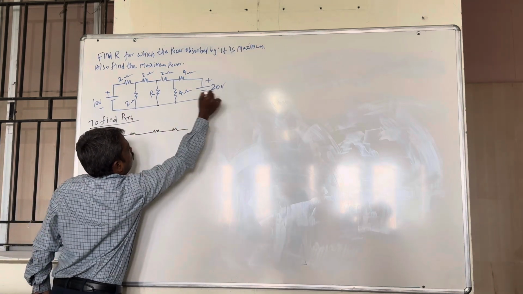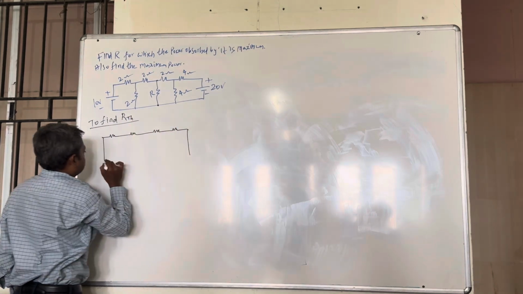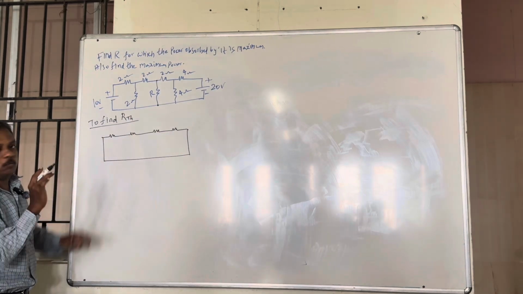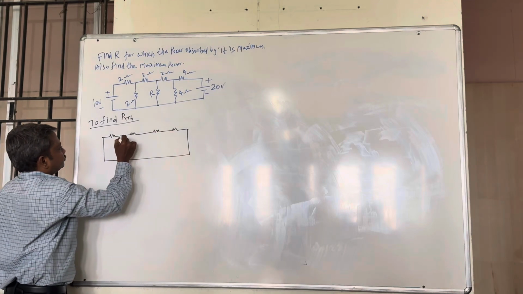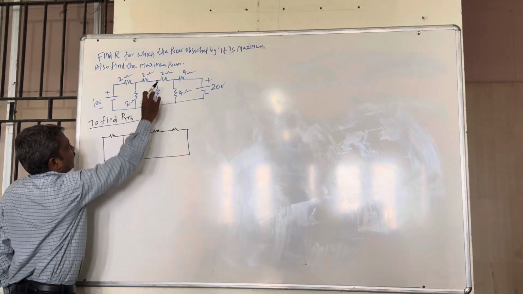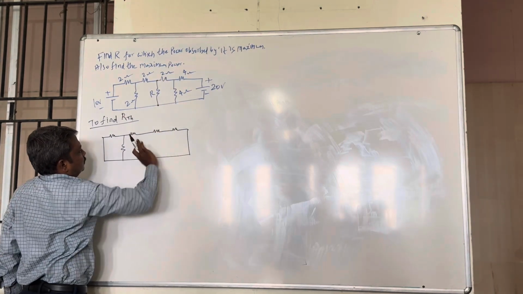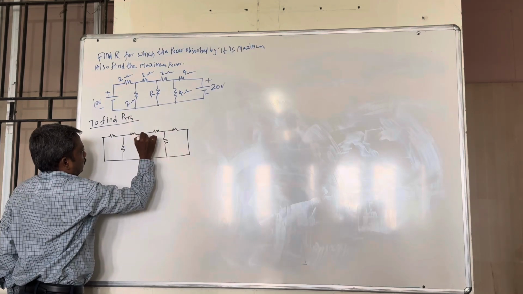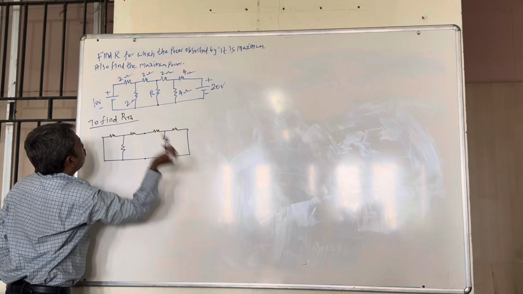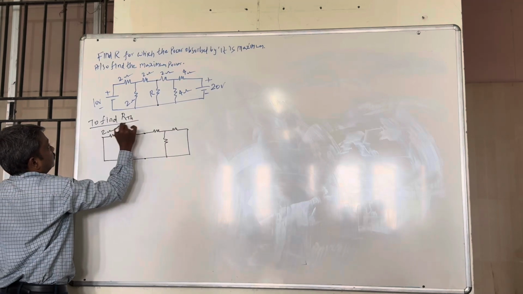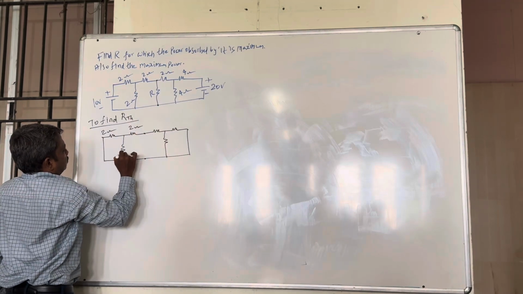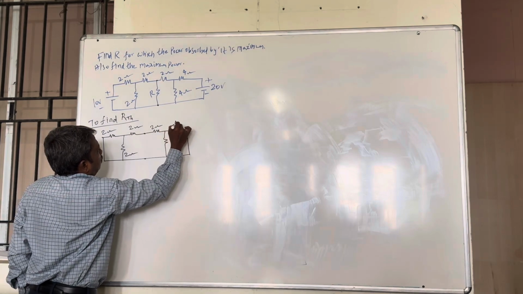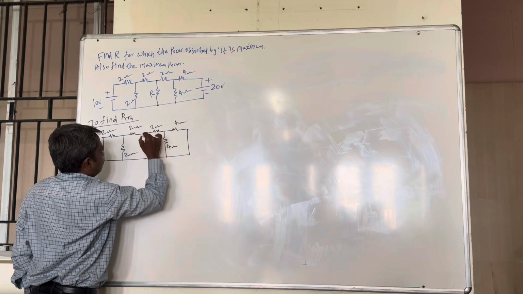And what about this 20 volt source? Voltage source has to be short circuited, current source should be open circuited, right? And I am removing the load resistance. At this point I need equivalent resistance. How to find the equivalent resistance at this point?